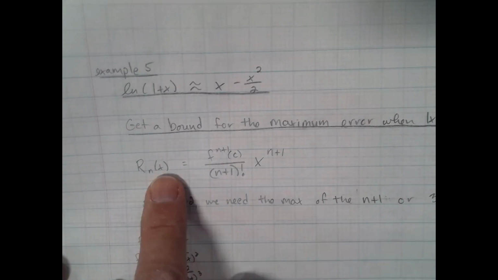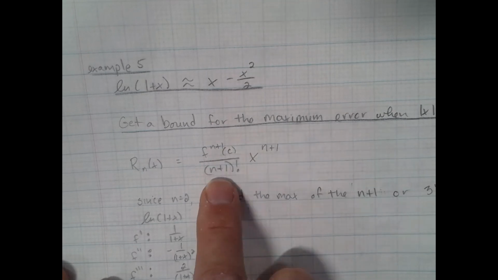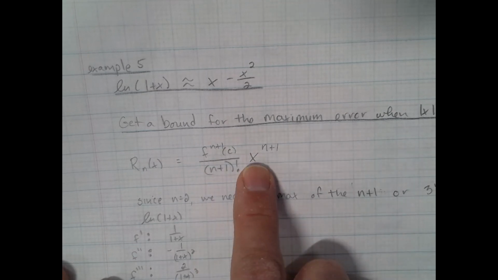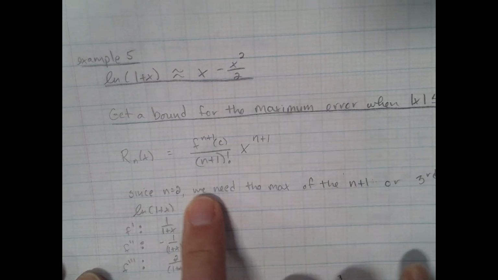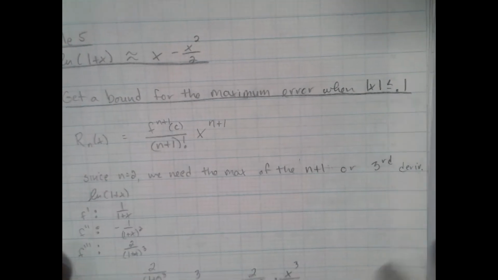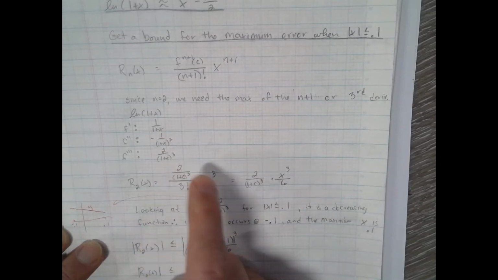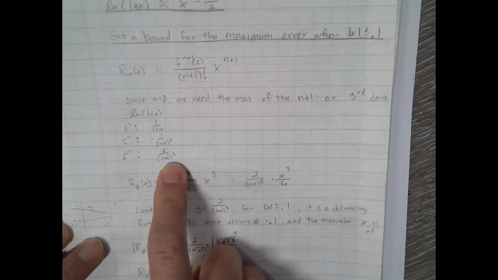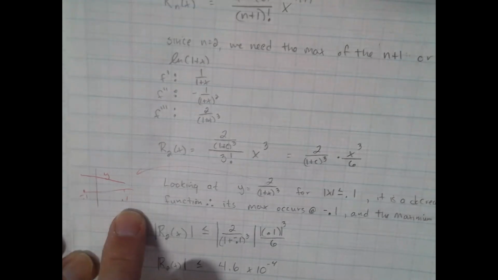Okay, so we use our formula. Our error is our n plus first derivative of c, whatever that c is, over n plus 1 factorial times x to the n plus 1. Okay, so since we have 2 terms, we're going to have to do our third derivative. So first derivative, second derivative, third derivative is this. So if we look at the graph of our third derivative, I have a little sketch of it here.